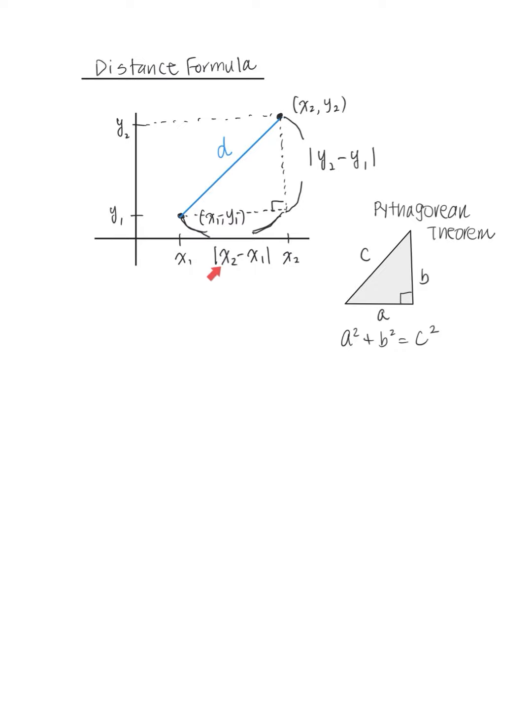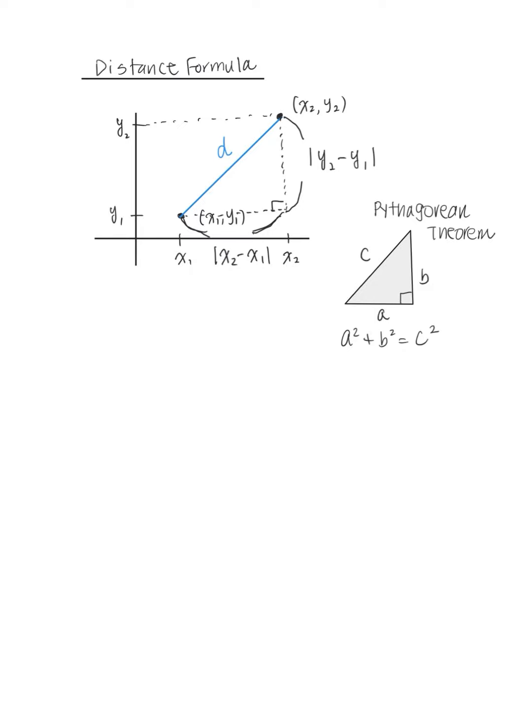Okay, so absolute of x2 minus x1. Again, there's an absolute value just to make sure that the distance is positive. So this guy here is going to play the role of a. Absolute of y2 minus y1 is going to be our b, and our distance d is just the hypotenuse of the triangle. All right, so let's follow that.